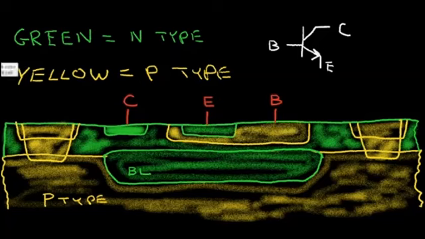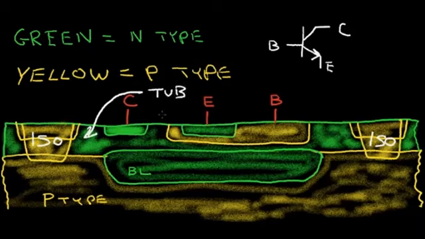So you can see what happens. Let me change the brush here. Let me change the color. This region is an isolation region. I'll call it ISO. And what that does is it isolates these tubs. This is the tub region, and that's where our NPN transistor is constructed.